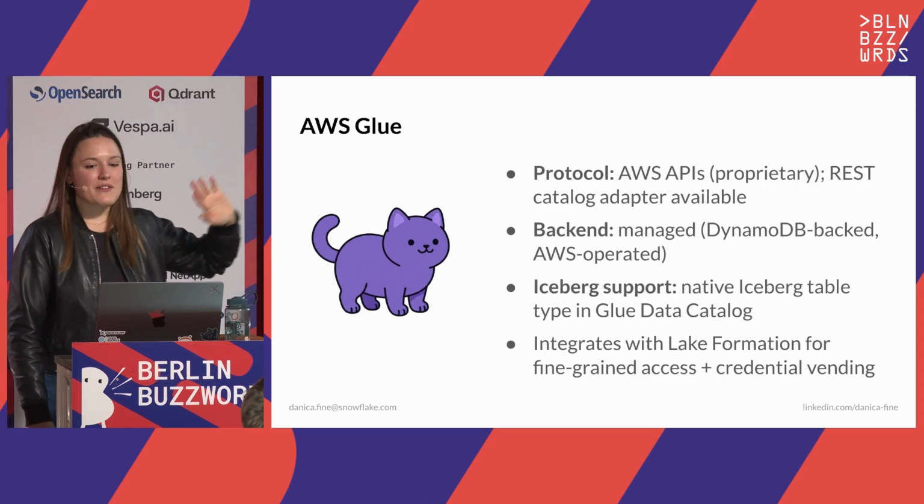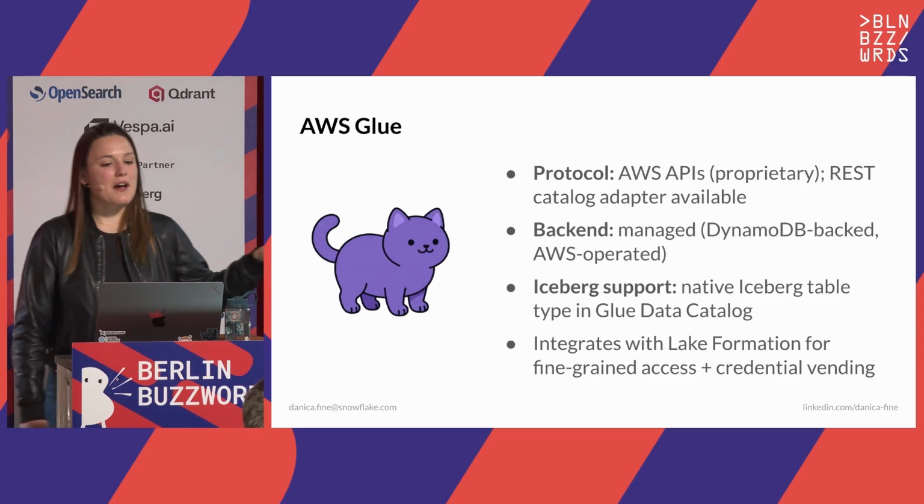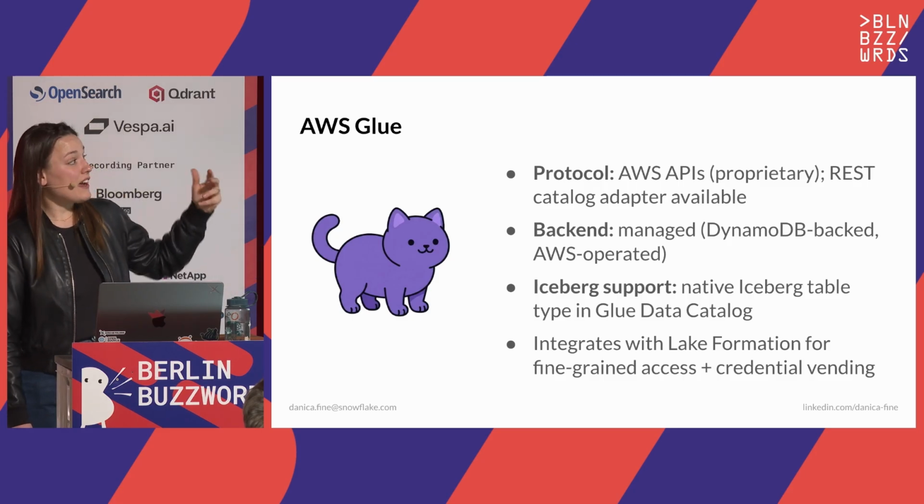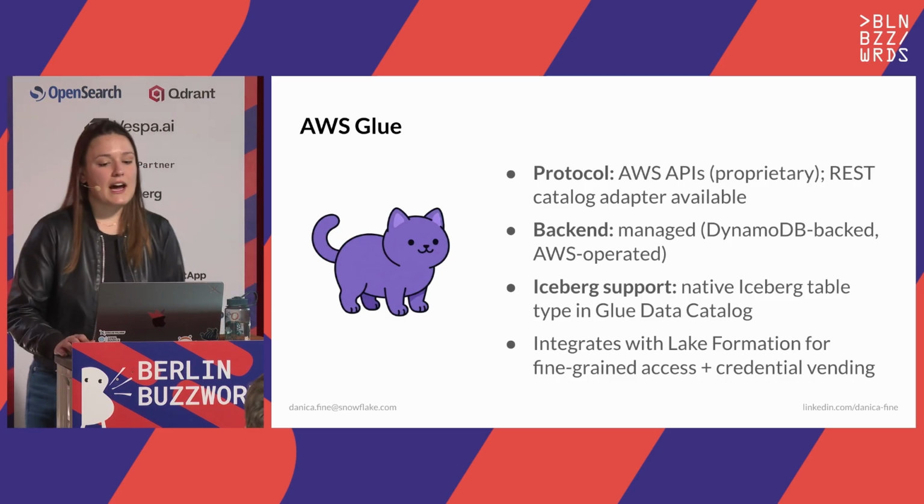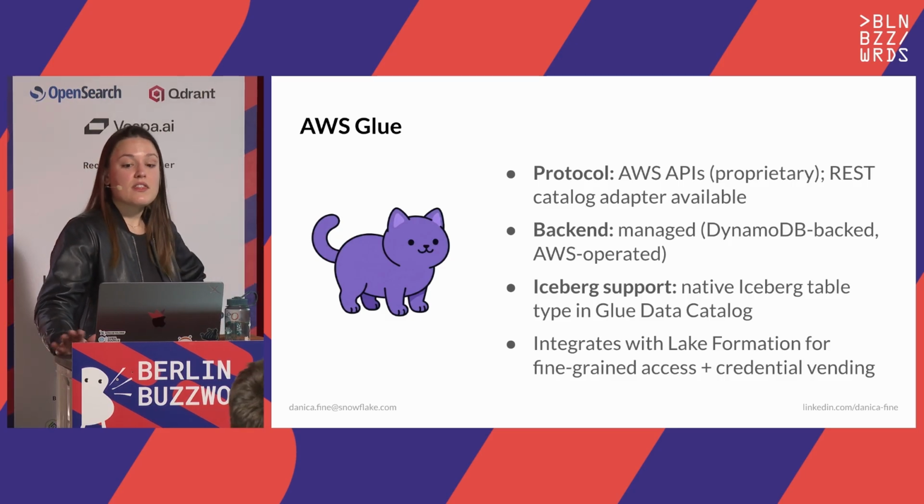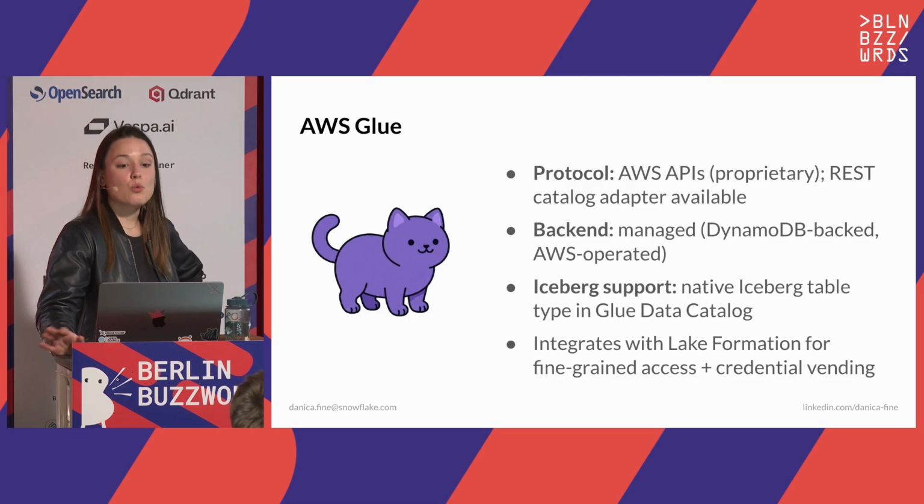So it's fully managed. You don't have any servers. You don't have any database maintenance that you have to do. What's nice is that Iceberg is considered a first-class table type in Glue. And then you're going to get that native integration with Athena, with EMR, with Redshift Spectrum. Great.